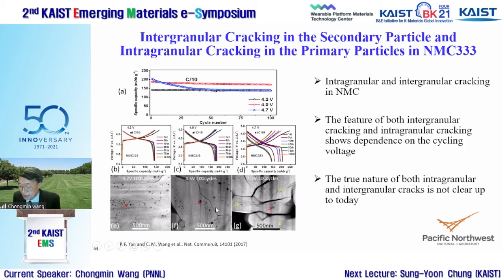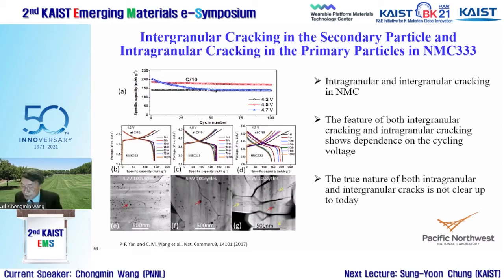At the same time, there you don't see any kind of intragranular cracking at all. If you go to 4.7 volts, you can see apparently the separation between the particles become larger compared with the relatively low voltage in here. At the same time, you can see this kind of dark contrast in here, and we call this intragranular cracking.